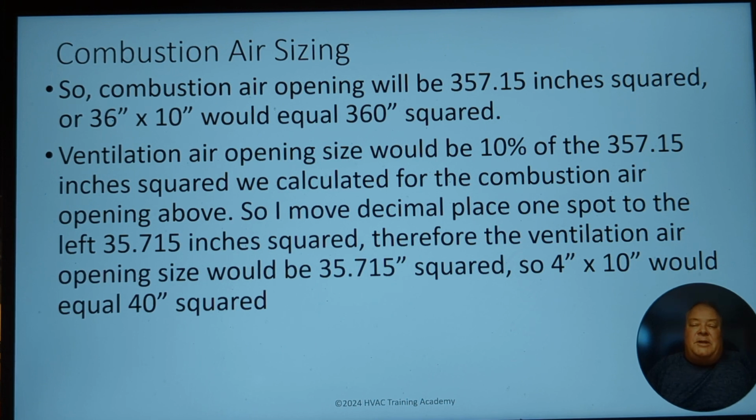The ventilation air opening size is going to be 10% of that 357.15 we calculated for combustion air. Pretty simply, I just moved the decimal place over one spot to the left. You can see that 357.15, 10% of that is going to be 35.715 inches squared. So the upper opening will be 35.715 inches squared. A 4 by 10 would work to equal 40 inches squared.